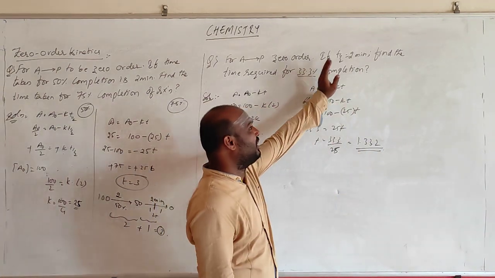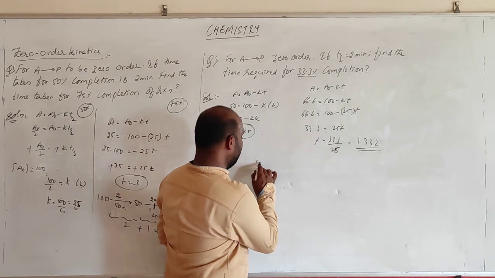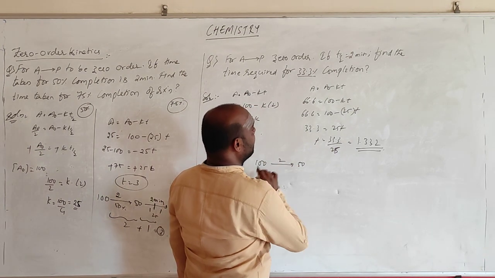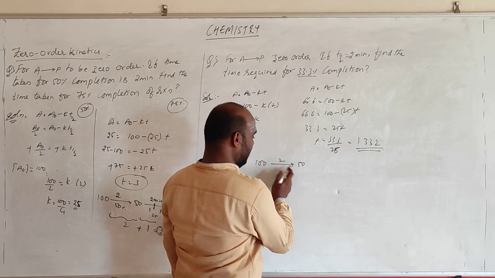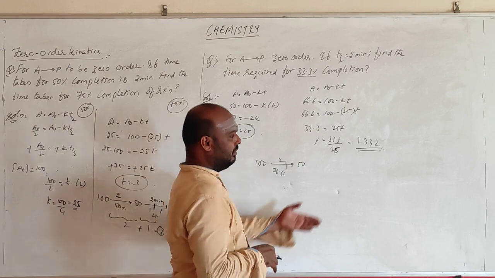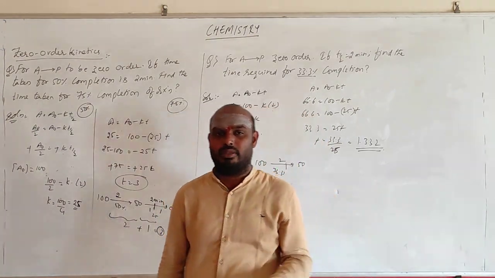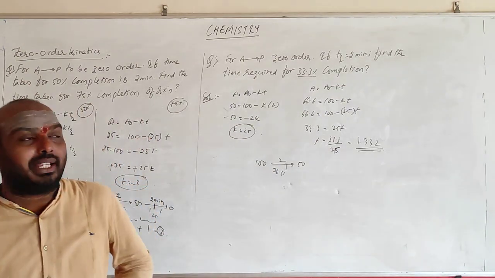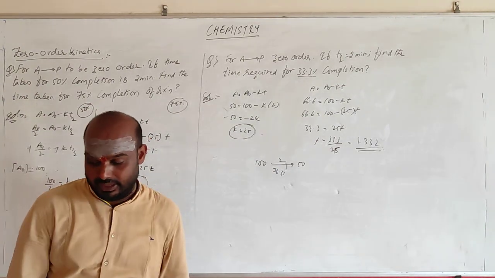Very simple. For the calculation of half, it takes 100 to 50, which takes 2 minutes. He will ask for not even 50, he will ask for 33% completed. So it will be less than 2. Very simple. 1.3 is approximate. These are the problems you can expect in this area.